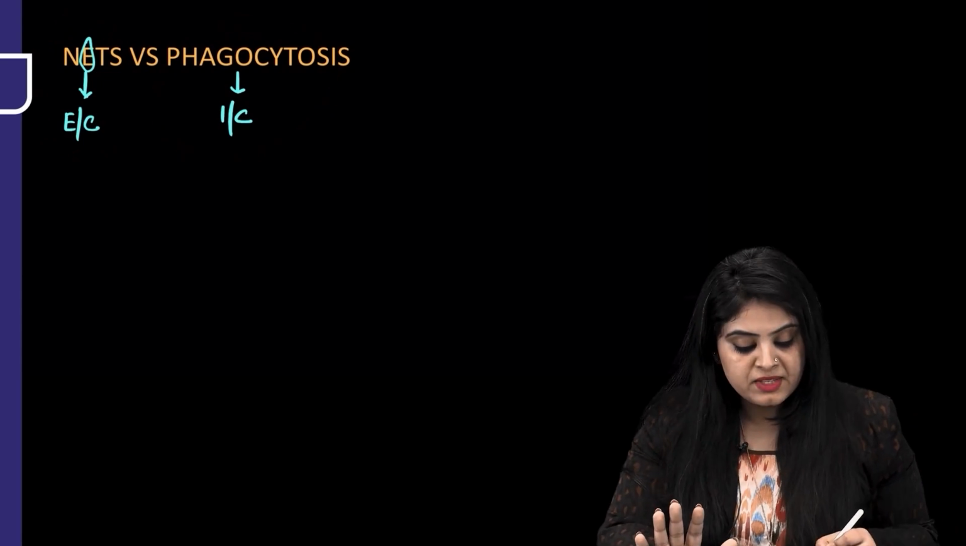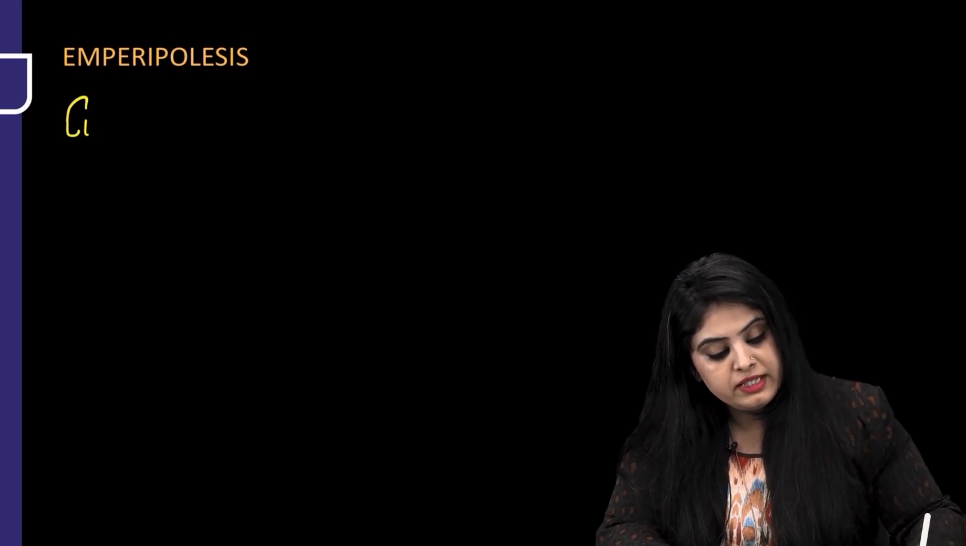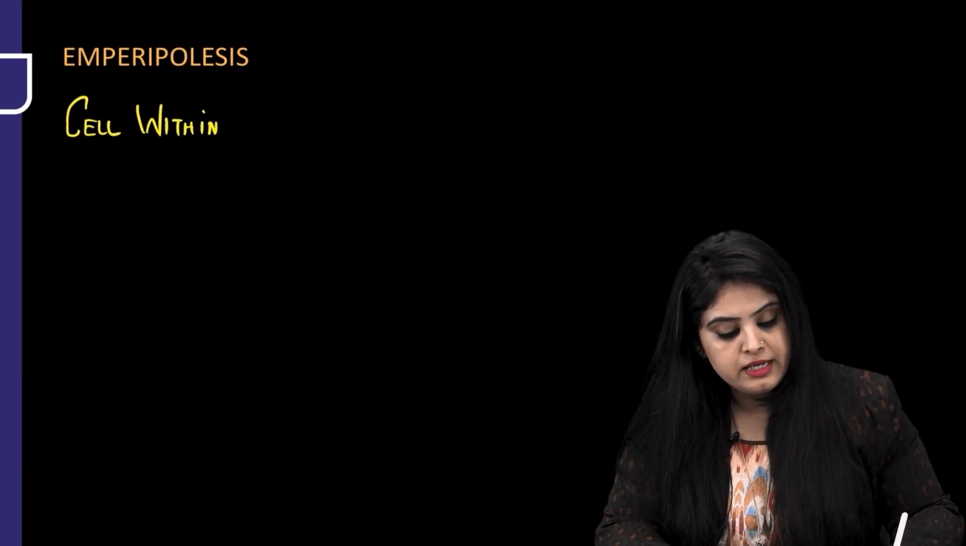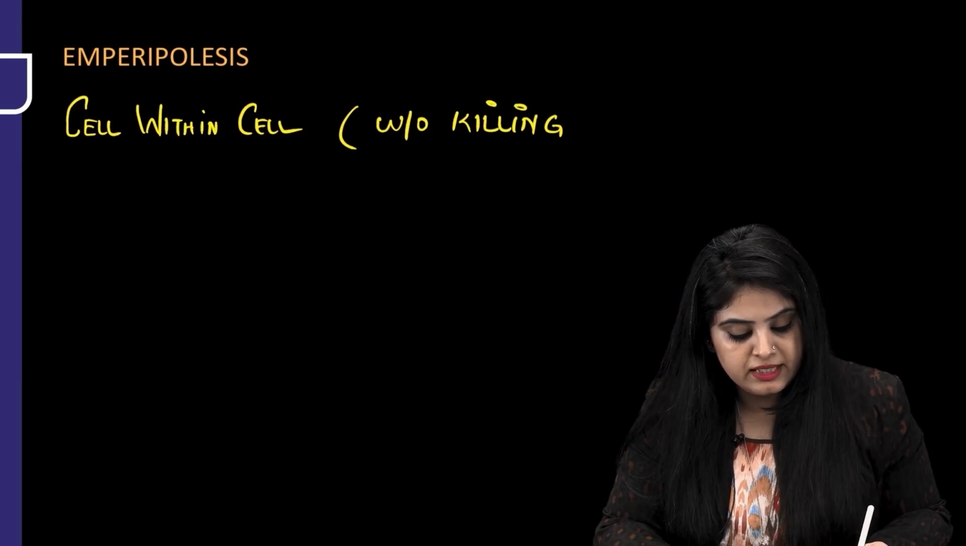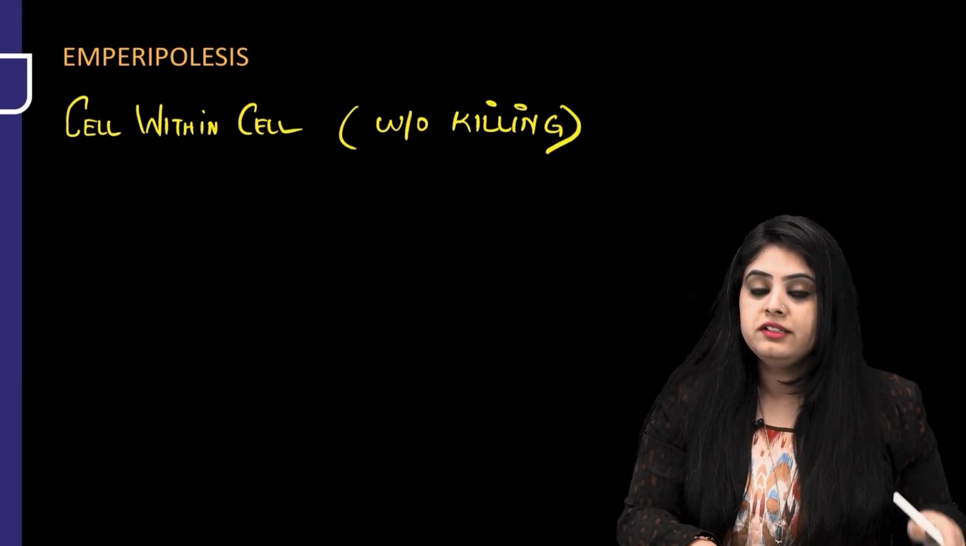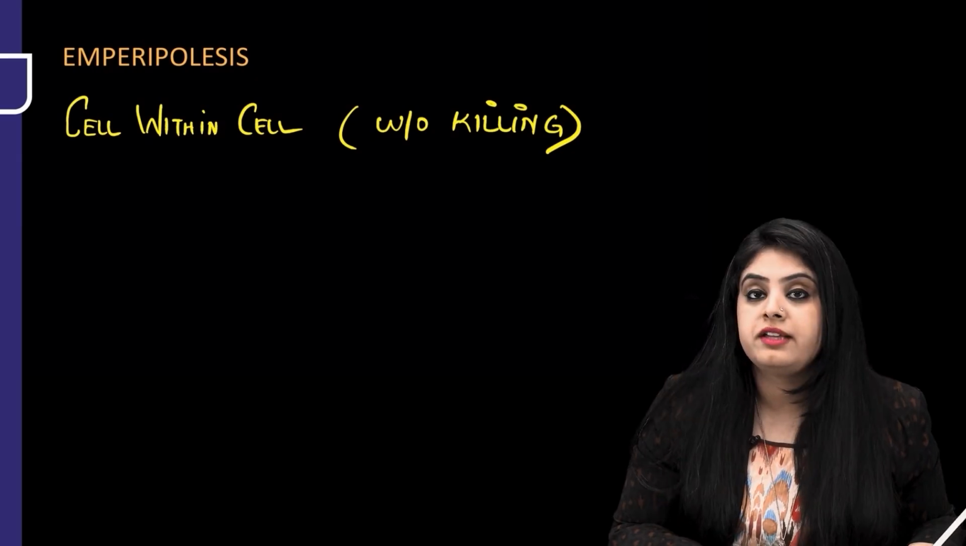No killing happening, but something called the cell-in-cell phenomenon. So remember, cell within cell. The cell-within-cell phenomenon is known as emperipolesis, but remember the rule now: no one is killing. Lot of killing has been done. Let's maintain peace. Cell within cell appearance, but there is no killing that is going to occur. That is known as emperipolesis.